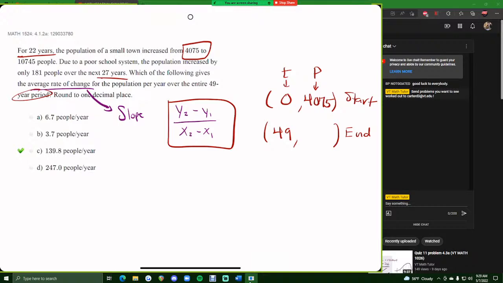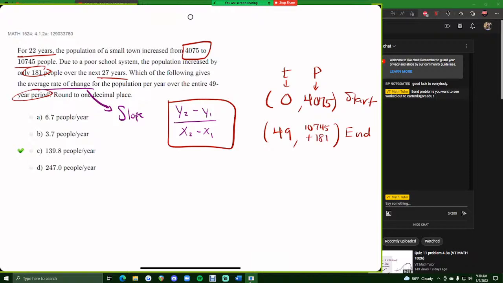They tell us over the first 22 years it increases to this 10,000 value. Then over the next 27 years it only increased by an extra 181, which means to find the population at the very end, we want to take that 10,000 value and add on the 181.